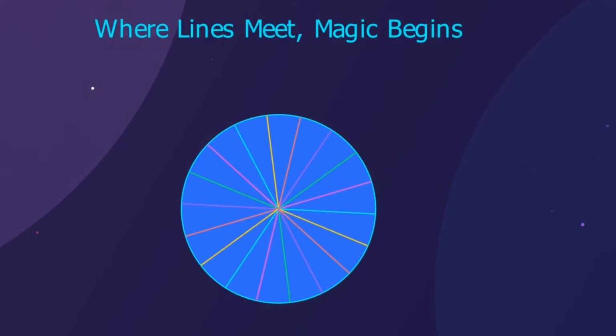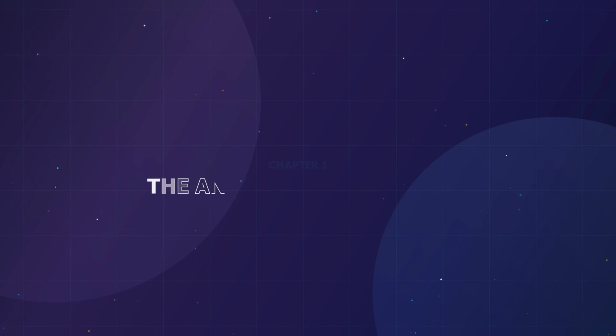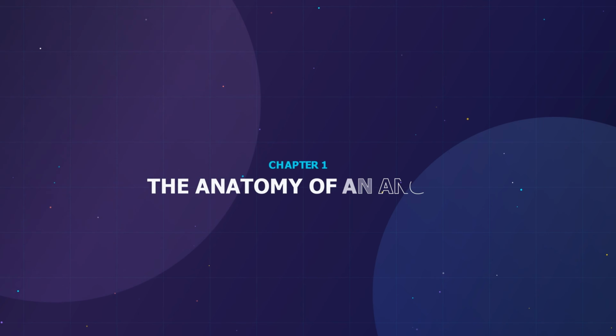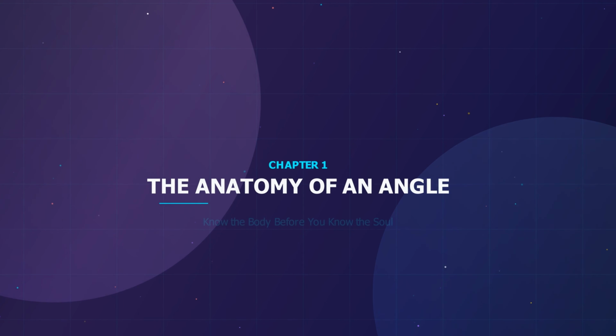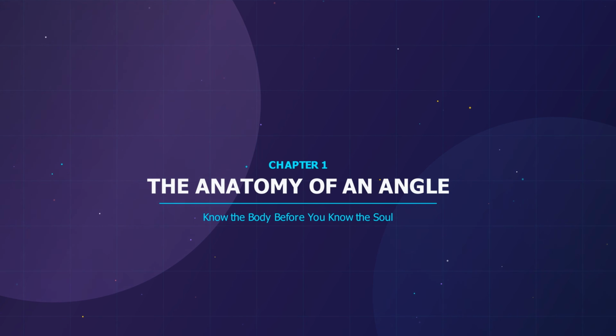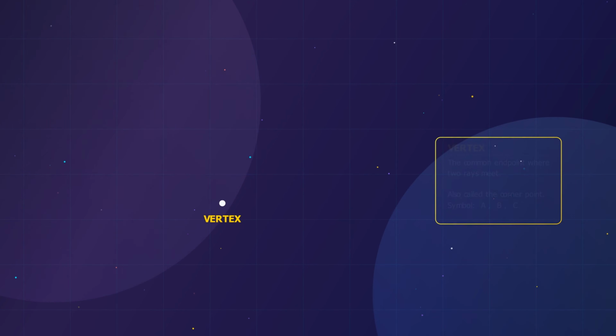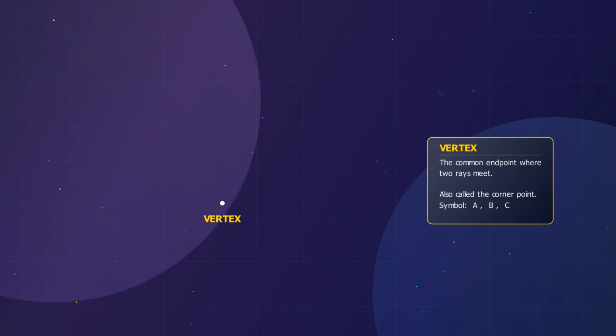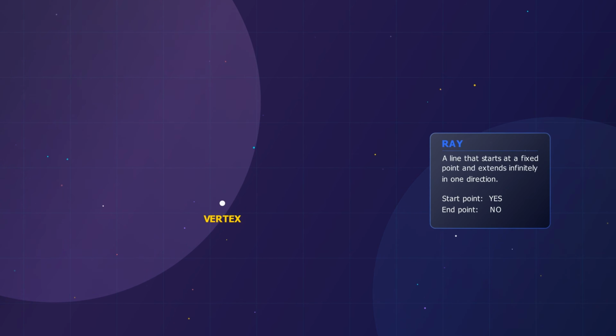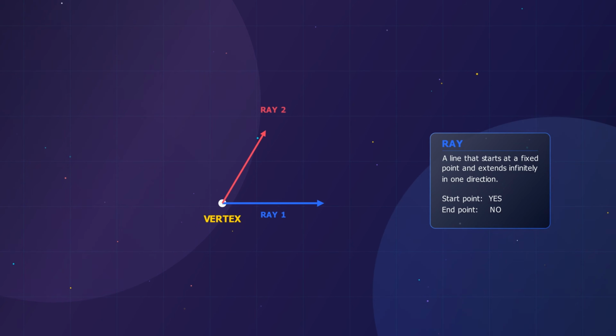Welcome to the universe of angles. Before we can understand the theorems, the relationships, the magnificent world of angle geometry, we must first understand what an angle is. An angle is formed when two rays emerge from the same starting point, called the vertex. A ray starts at a fixed point and extends infinitely in one direction. It has a starting point, but no ending point.